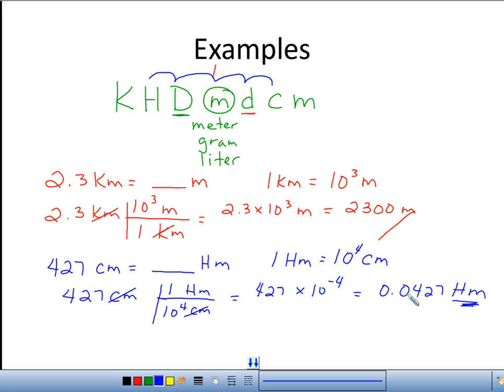You can plug this in your calculator and it would give you this number, or if your calculator is set in scientific notation, that would be 4.27 times 10 to the negative 2 hectometers. Same answer, both of those are equivalent, and both of them are acceptable. Alright, so your worksheet that you're going to do in just a minute is going to be on practicing with metric conversions and practicing with dimensional analysis, which means setting up your problems like this, with these, they look like picket fences.